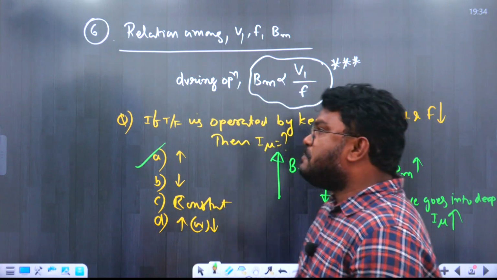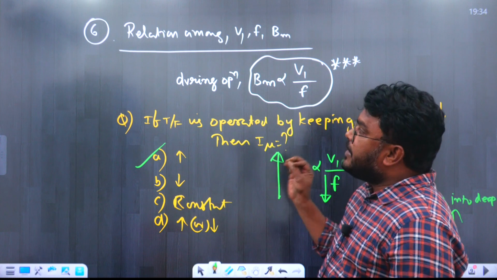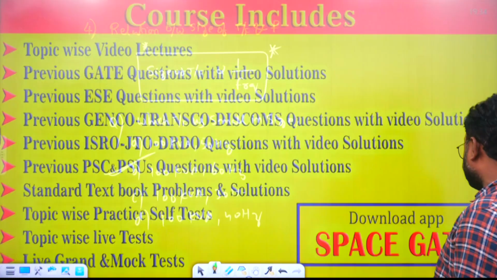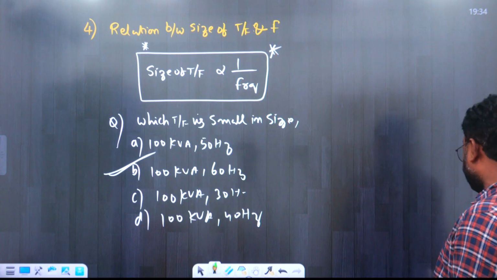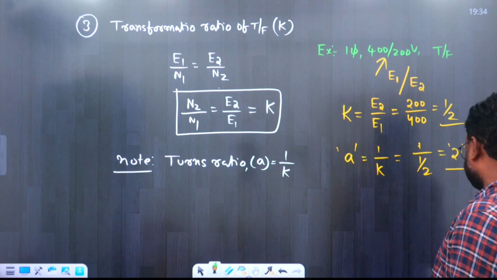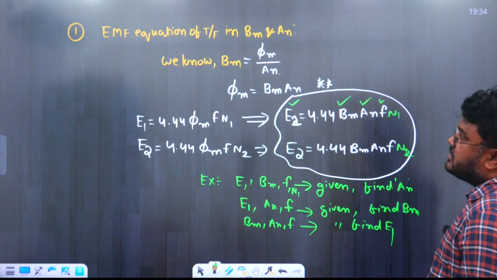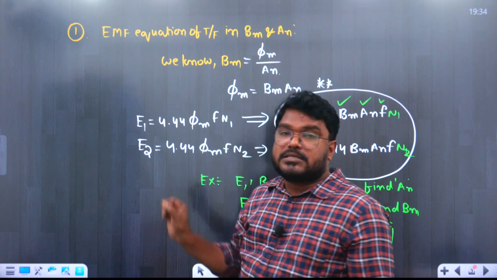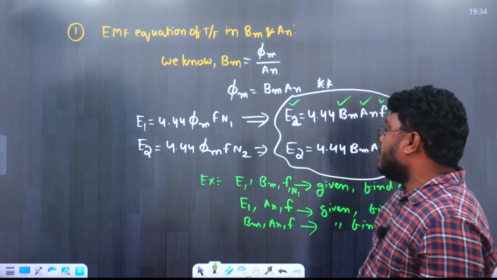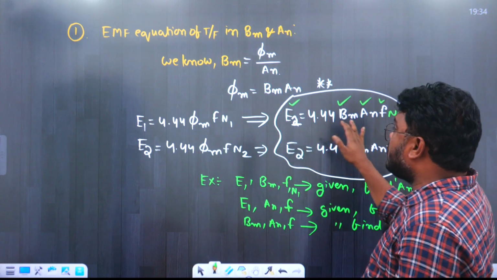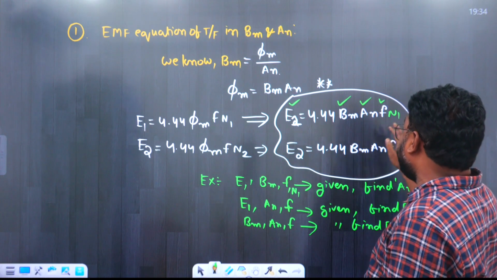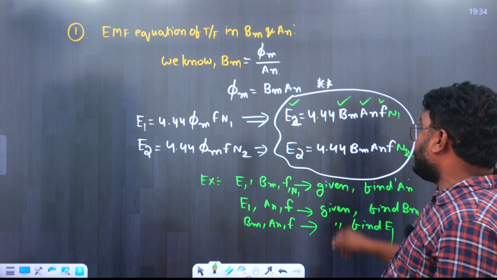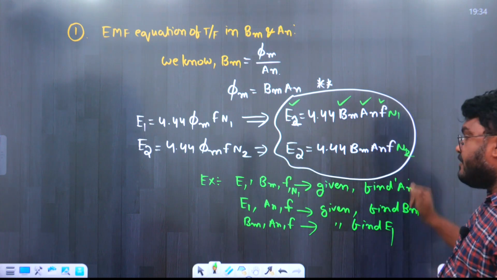So these are all possible questions from the EMF equation of the transformer. I repeat once again, listen. The first question, question number 1: the EMF equation of the transformer in terms of the flux density and the net cross sectional area. These are the relations: E1 is equal to 4.44 B maximum AN F N1. The EMF induced in the secondary winding is 4.44 phi maximum AN F N2.